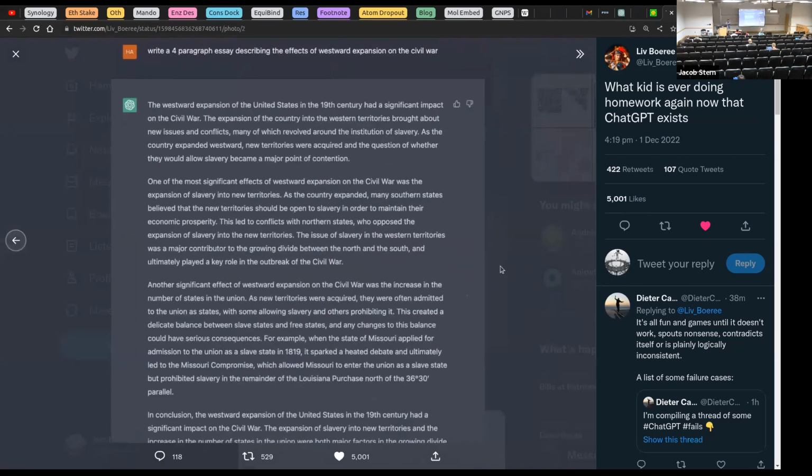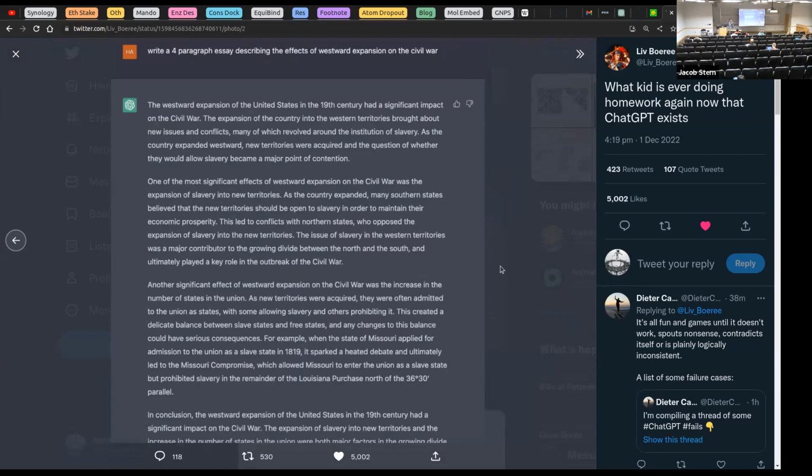So here we have, write a 4-paragraph essay describing the effects of westward expansion on the Civil War. The westward expansion of the United States in the 19th century had a significant impact on the Civil War. The expansion of the country into the Western territories brought about new issues and conflicts, many of which revolved around the institution of slavery. As the country expanded westward, new territories were added, and the question of whether they would allow slavery became a major point of contention.